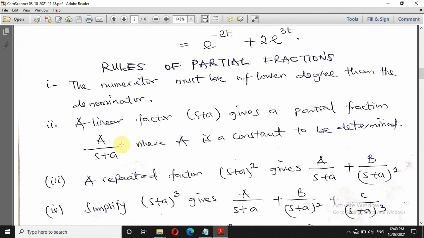Rule number 2 says that by the time you break it down, you find the coefficients, the additional parameters, additional constants, which you will see very soon now.